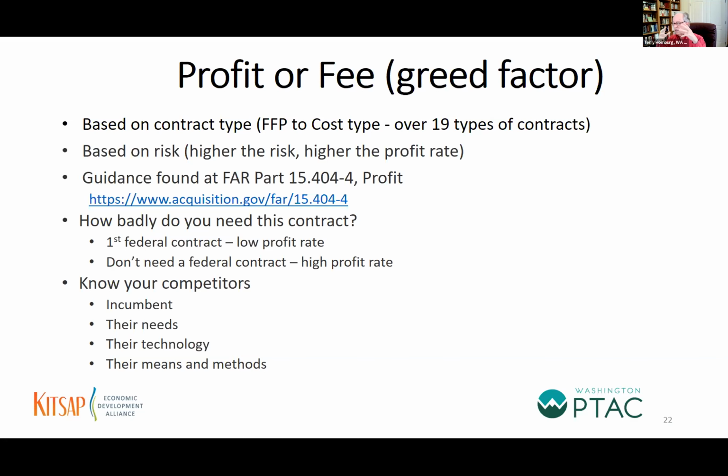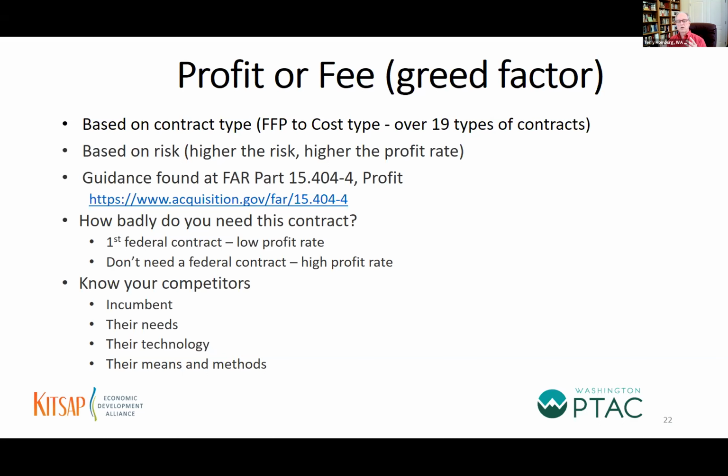So agencies can come up with unique contract types, but you need to understand the type of contract that is being solicited and that's going to be awarded, because that affects your pricing. Okay, when it comes to profit and fee, it's about risk. Second bullet, based on risk. The higher the risk, the higher the profit. The guidance on profit can be found in the Federal Acquisition Regulation Part 15.404-4, which is titled Profit. So you can go in there and read about profit. I've also provided the website link for you also.